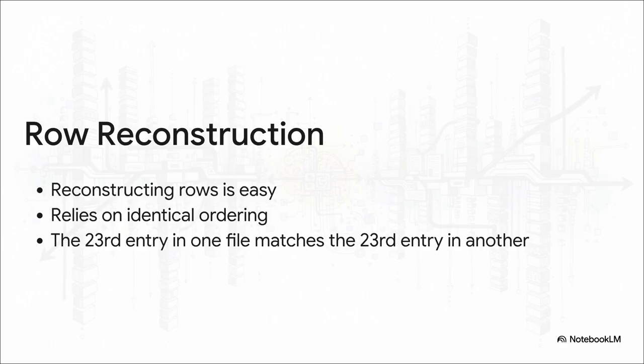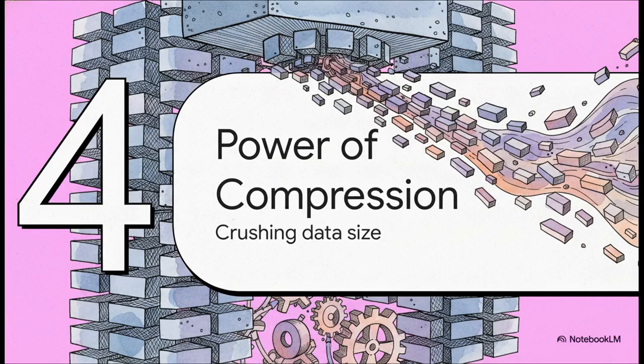We know for a fact that the 23rd entry in the date file belongs to the exact same row as the 23rd entry in the quantity file. The database just dynamically reassembles the row by grabbing the value at the exact same index position across those different column files. All right, section 4, the power of compression.